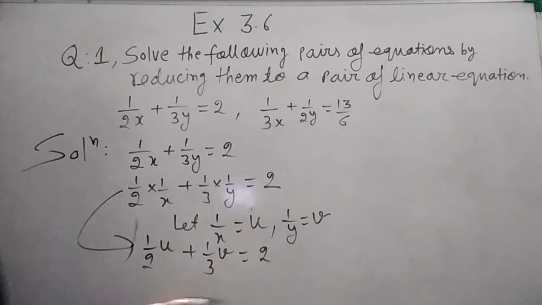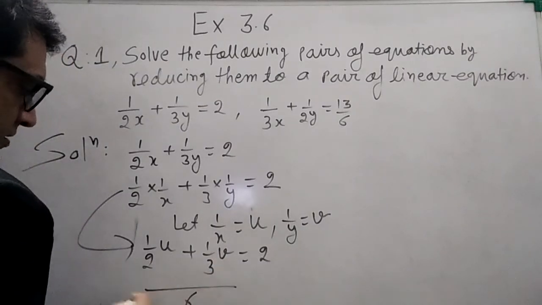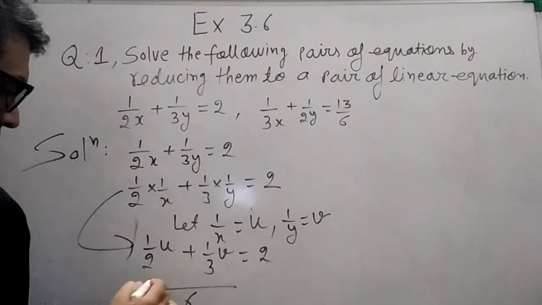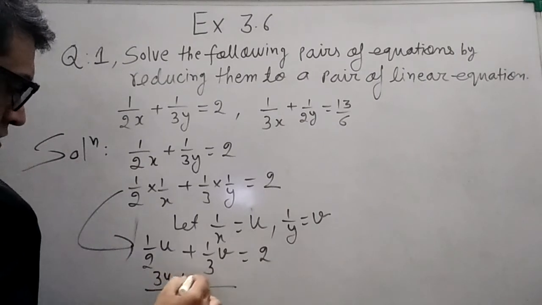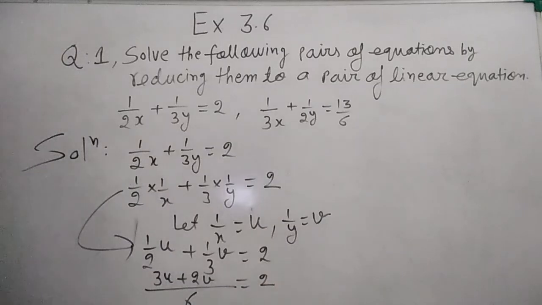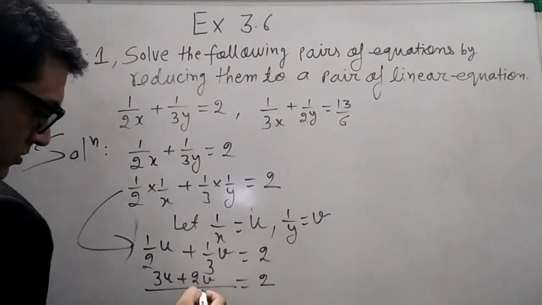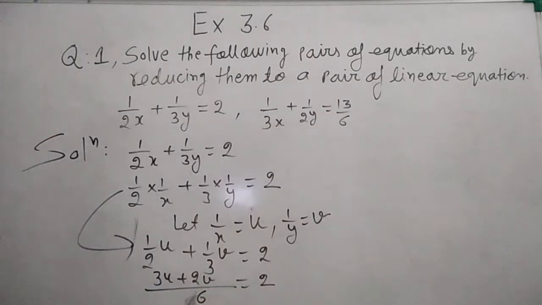Dear student, now we will solve this. We will take the LCM of 3 and 2. What will be the LCM of this? 6. And this will be 3u plus 2v, that is equal to 2. Dear student, I think all of you will be understanding. But if any of you have any doubt, then you can call me directly or ask.